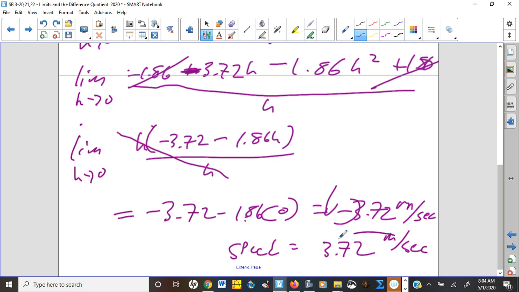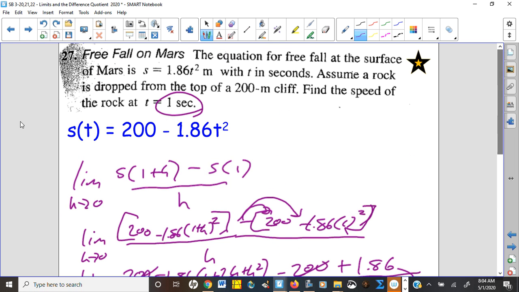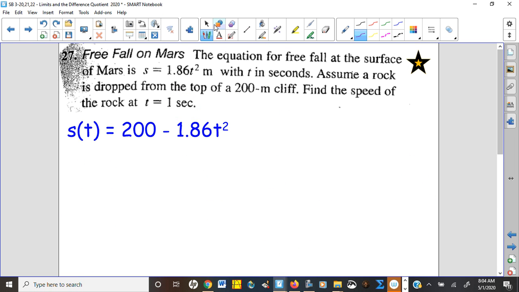And I think this is probably what's in the answer key, but I don't take points off if you leave the negative on there, because we don't talk enough about the difference between velocity and speed in this class for it to be an issue.